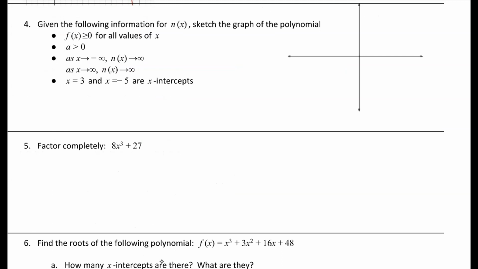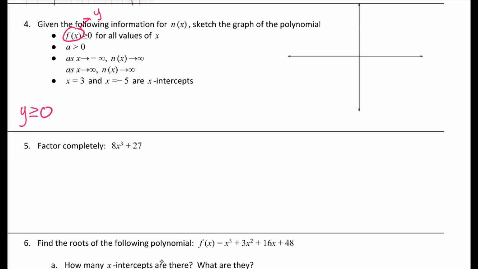Number 4. Given the following information for n of x, sketch the graph of the polynomial. So let's go through this piece by piece. The first bullet says f of x is greater than or equal to 0 for all values of x. Well, that's a lot to take in right there. Well, f of x values are kind of like y values, right? They're the same thing. So this is telling you really y is greater than or equal to 0.